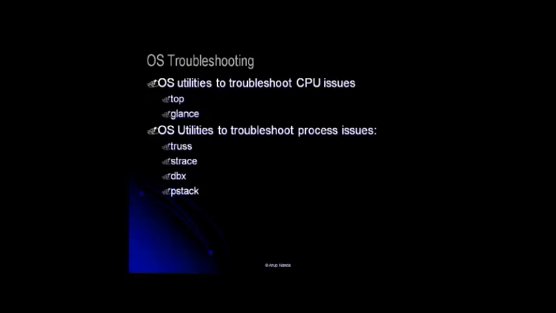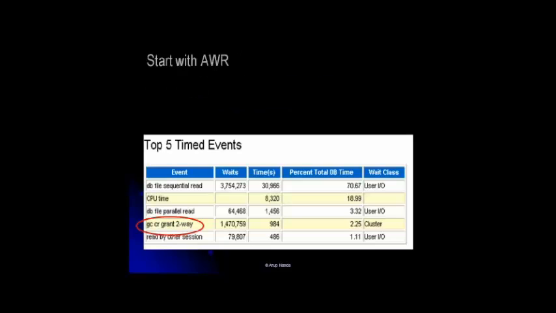In this example, we have a timed event called gc cr grant 2-way. If you look at db file sequential read, you understand what that means, because that's a single instance thing, nothing to do with this. Same thing also with db file parallel read and read by other session. But gc cr grant 2-way has happened about 1.4 million times in this AWR report period. That means it's something serious. We have to think about what could be causing that, and how do you reduce that?